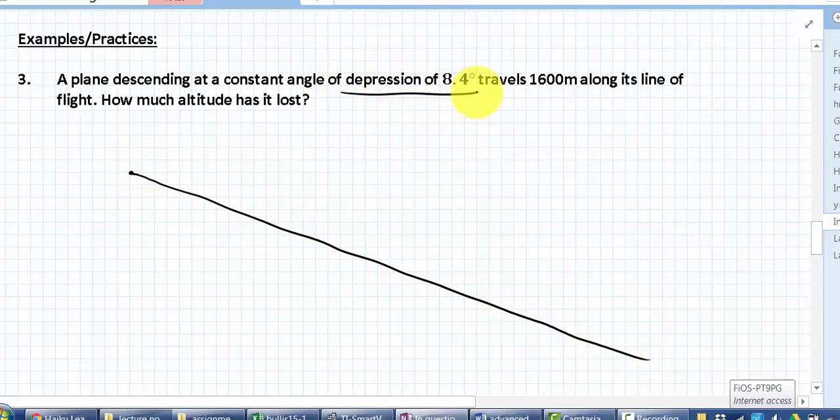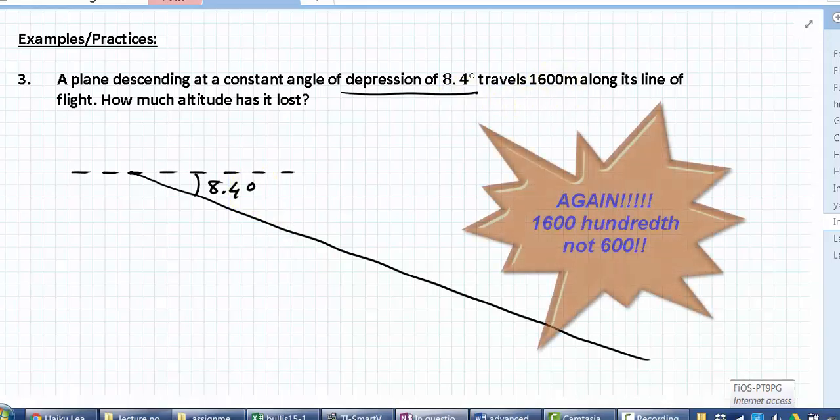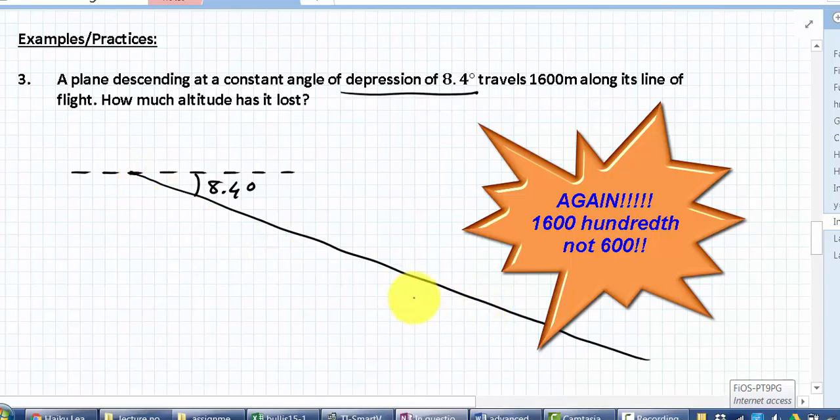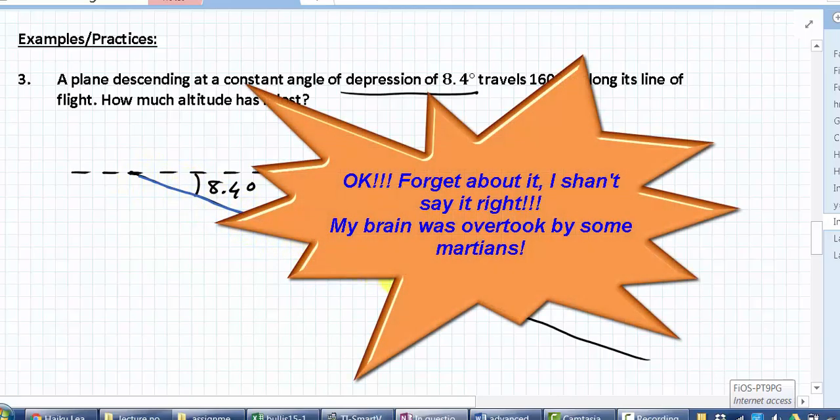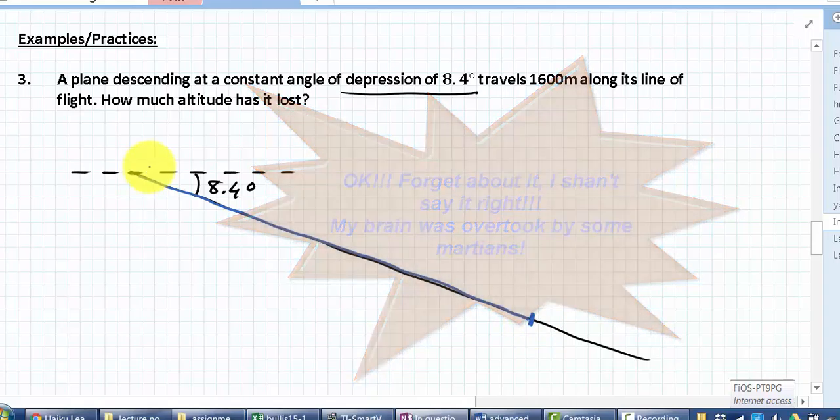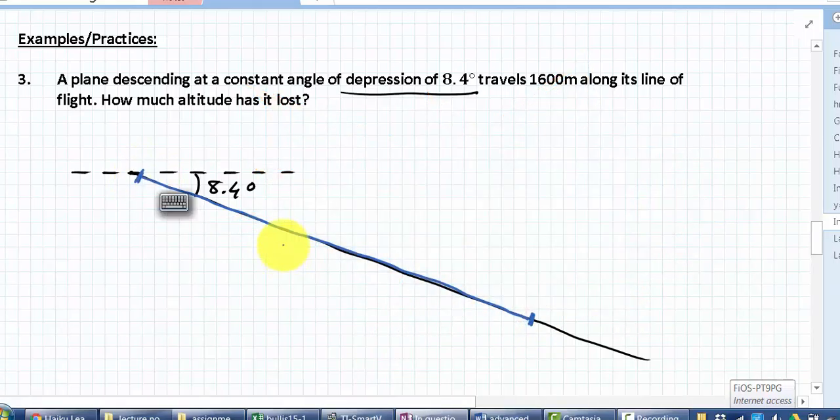And where's the angle of depression of 8.4 degrees? Don't forget, it's with the horizontal. So you've got to draw the horizontal right here, right there. And that is 8.4 degrees. Okay. And this plane travels 600 meters along its line of flight. Now, this right here is a line of flight, right? So along this line of flight, the plane travels 600 meters, let's say, here to here. Okay, so 600 meters, right there.